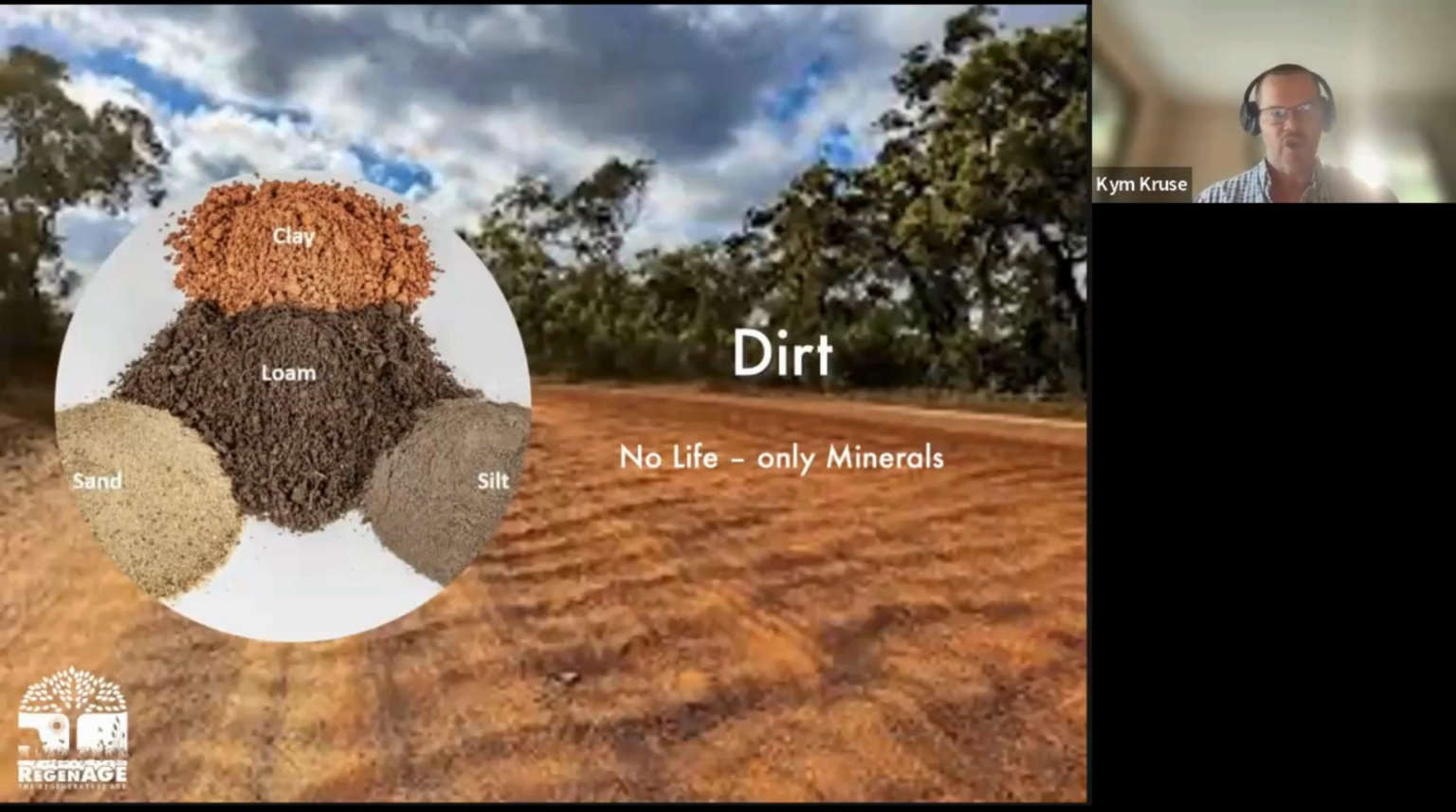So dirt simply means that there's no life, there's only minerals. So, as I'm sure you're all familiar, you've either got a bit of clay, a bit of sand, a bit of silt, or a combination of all. We've got clay loams and sandy loams and silty loams and alike. But that's really just the physical and chemistry aspect of soil. But if you don't have the biological component, then it's really not soil as much as it is dirt.